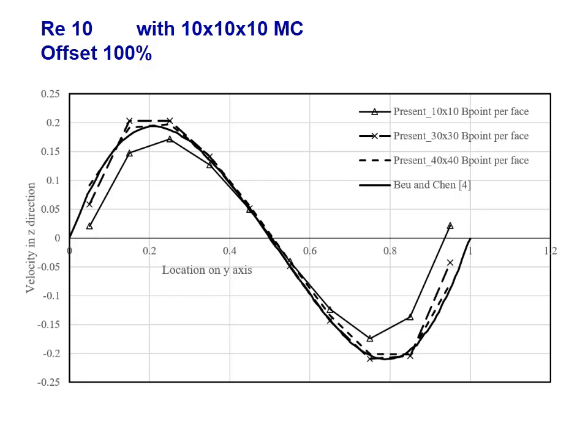Here we solve the problem for Reynolds number 10. The Monte Carlo points will be 10 in each direction. The source offset will be 100% of the distance between the points on the boundary of the problem. We solve it using 10 by 10 boundary points at each face, and 30 by 30 and 40 by 40. Here is the reference that we will compare with. This is a solution for the case of 40 by 40, which gives good agreement with the result of the paper.